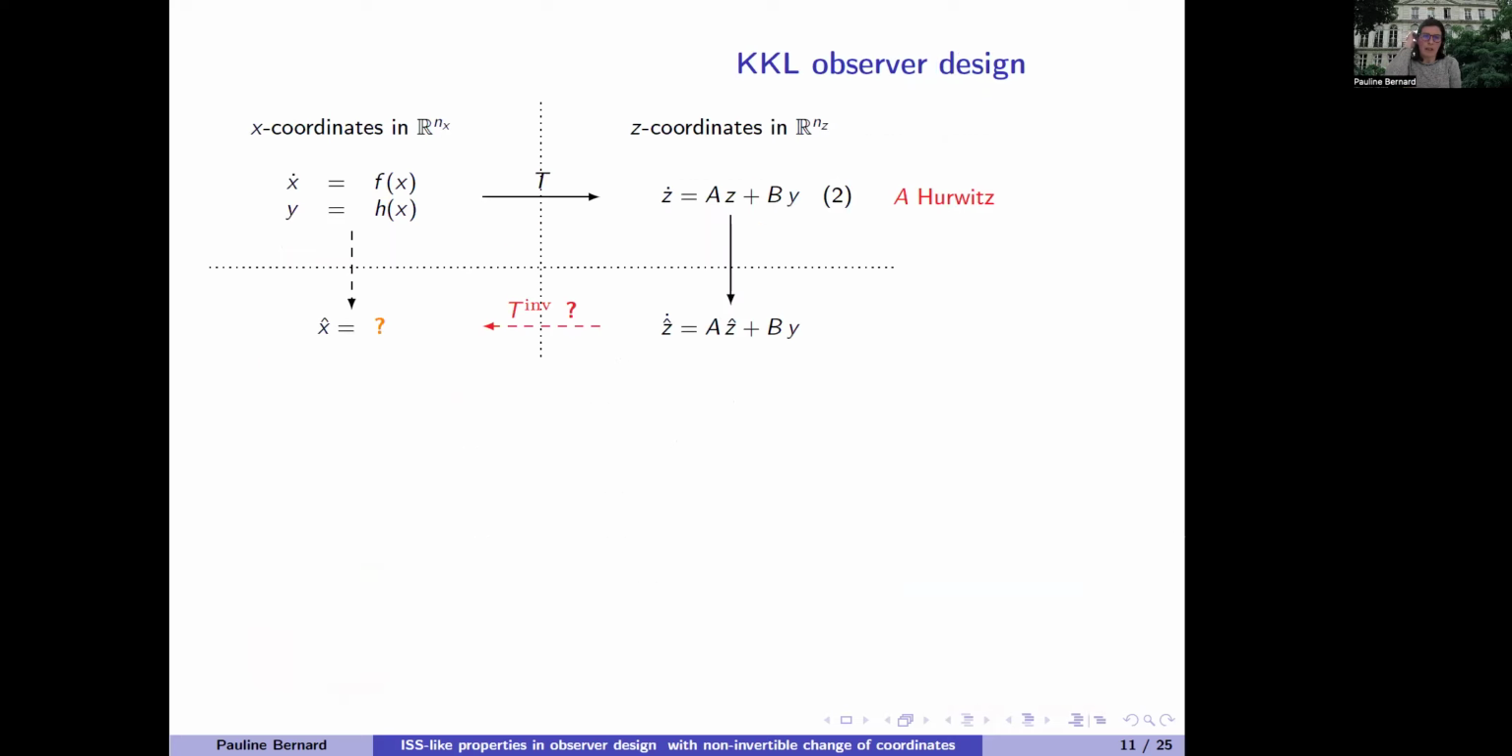To get there, I need to tell you a bit about KKL. In KKL observer design, the idea, as I was saying before, is to try to find a change of coordinates that transfers the system into this kind of dynamics, which is just a filter of the output. You filter your output, and then you try to see whether the Ẑ, which is converging to T(X), contains enough information for you to recover X̂. So basically, you ask yourself, is it invertible?